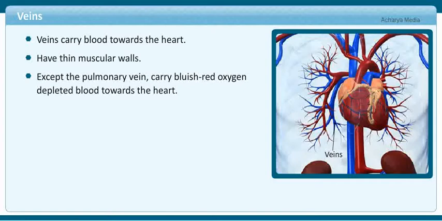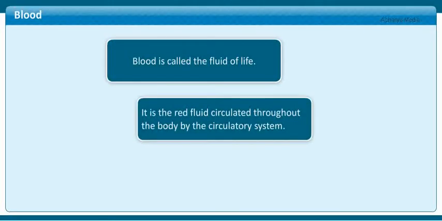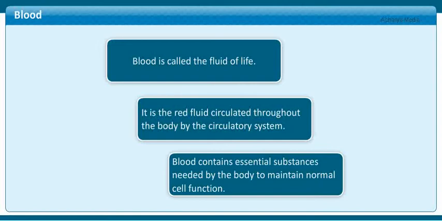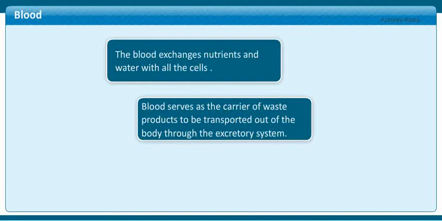Blood is called the fluid of life. It is the red fluid circulated throughout the body by the circulatory system. Blood contains essential substances needed by the body to maintain normal cell function. The blood exchanges nutrients and water with all the cells. Blood serves as the carrier of waste products to be transported out of the body through the excretory system.